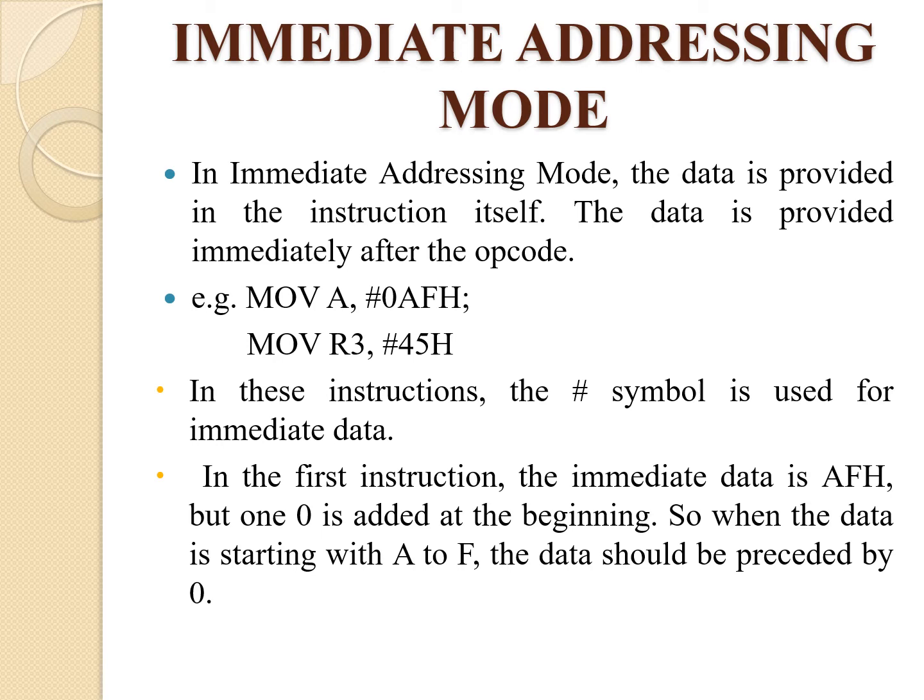In the first instruction, the immediate data is AFH, but 0 is added at the beginning. So when the data is starting with A to F in hexadecimal, the data should be preceded by 0.